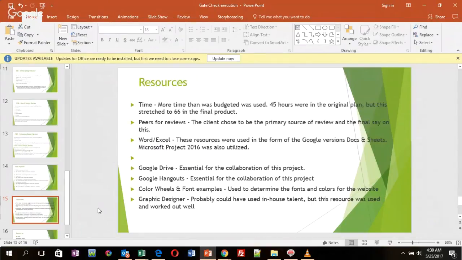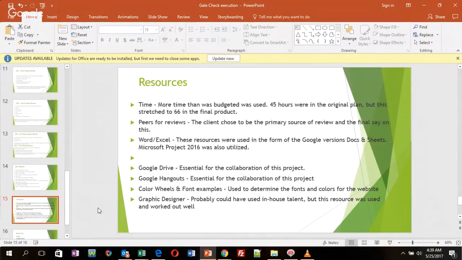Resources that we used: time. More time was required. The original time that we planned to use was 45 hours, but it had to be stretched to 66 for the final project, because of some discrepancies. We also used peers to review, others in our profession to review our project to get their point of view and see whether our project had no loopholes.